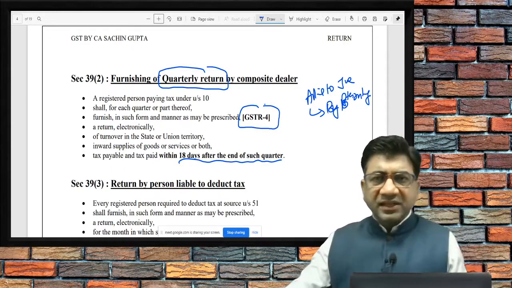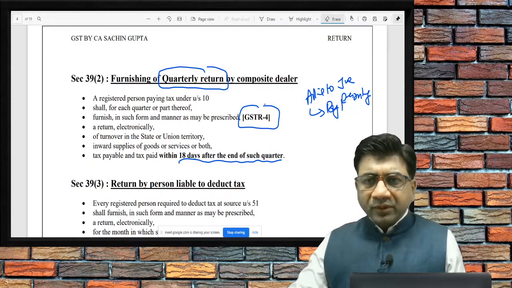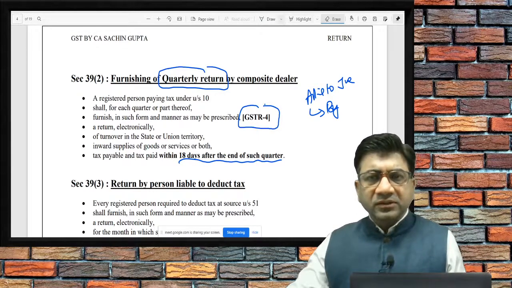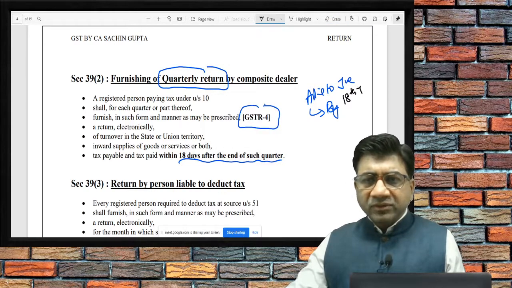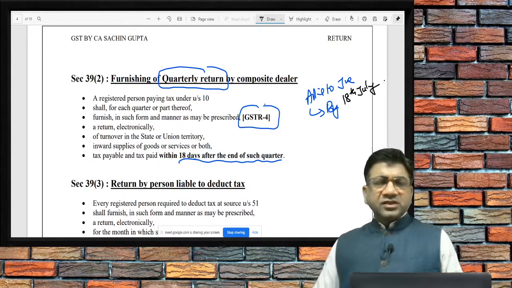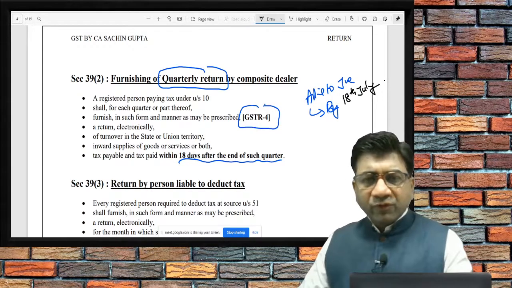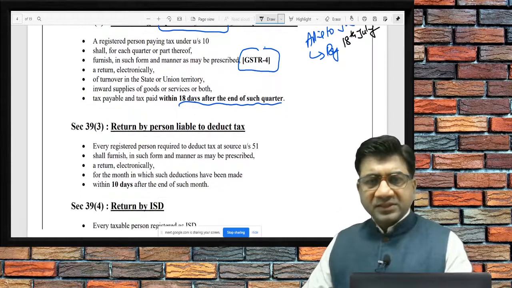Just a second, guys. April to June by the 18th of July. Yes, my dear friends, by the 18th of July. And his return is GSTR 4.